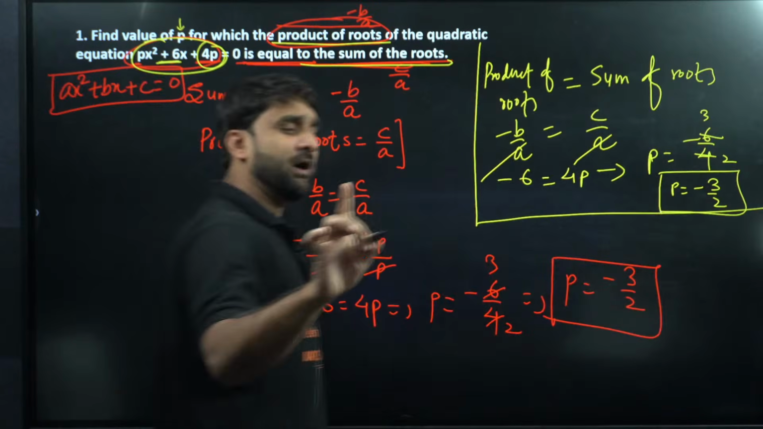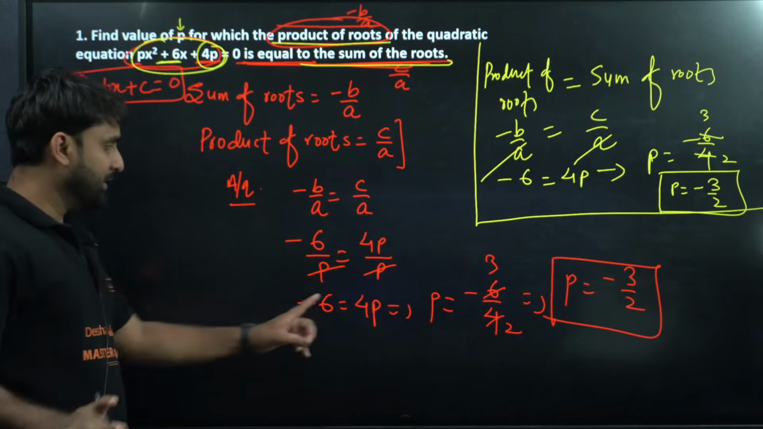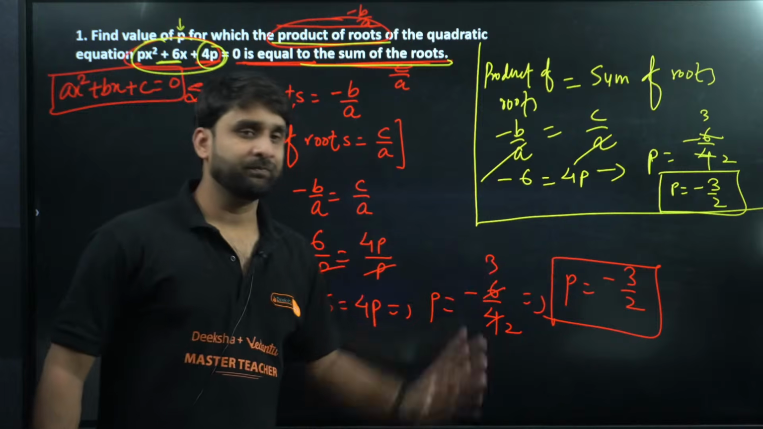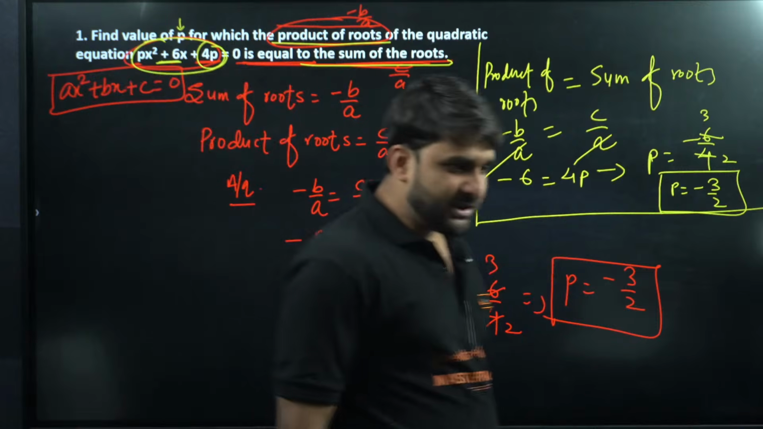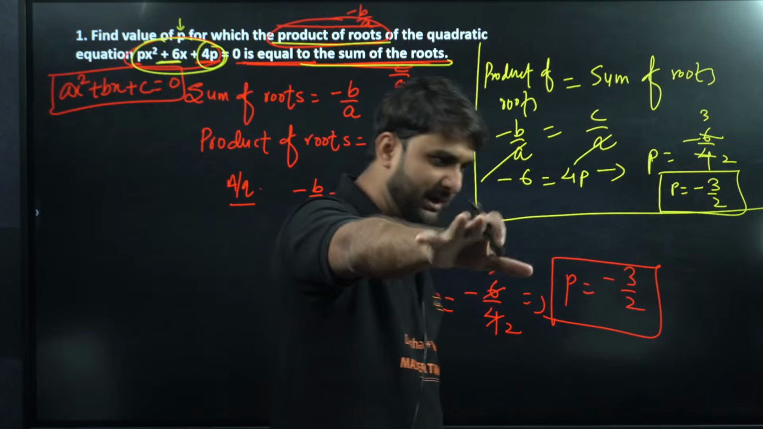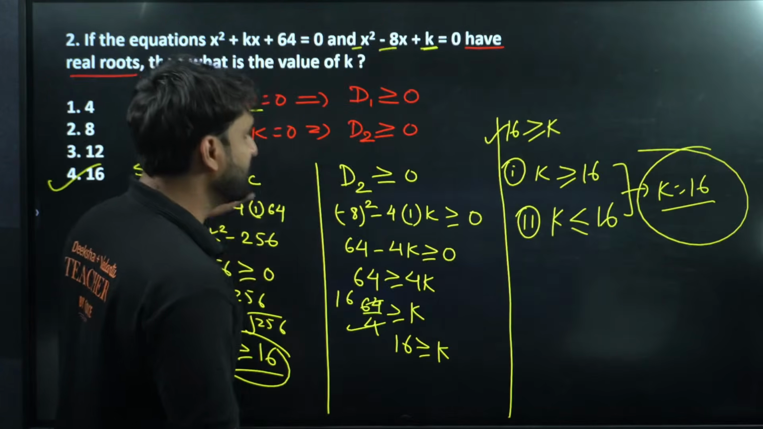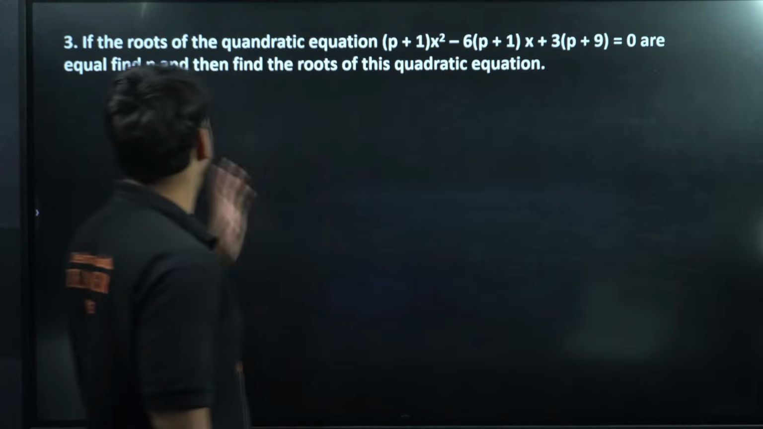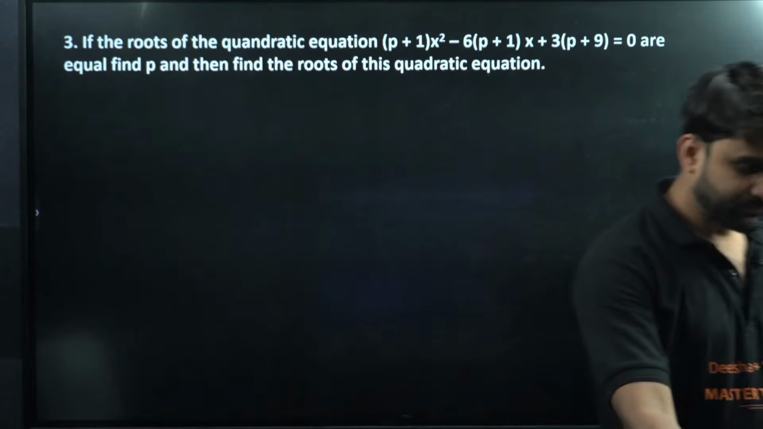I hope, Sandhya, your doubt is clear now. P is equal to minus 3 by 2. Yes, Sandhya, is it clear? Give me confirmation in chat section. Yes, sir. Now my doubt is clear. Moving to next. This question is also clear. Moving to next. Question number 3.